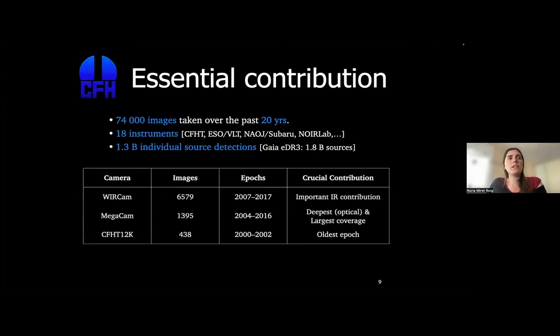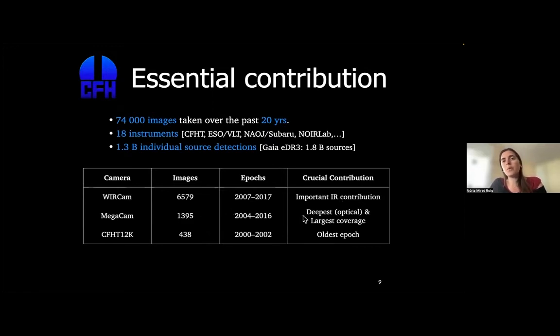So in this context, the CFHT images were crucial, and each of the CFHT cameras that we used had a different important role. For instance, VIRCAM, which operates in the infrared, is very important to detect sources in regions where there is still extinction. But not only this, the free-floating planets are ultra-cool objects, and thus they are brighter in the infrared than in the optical. So this was very important also to detect these free-floating planets.